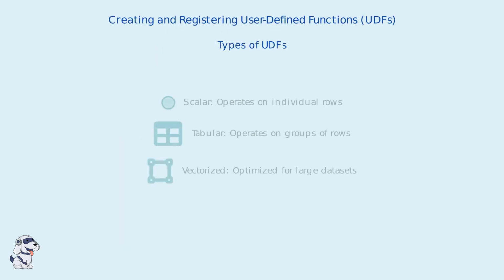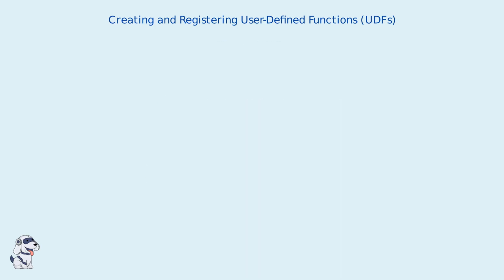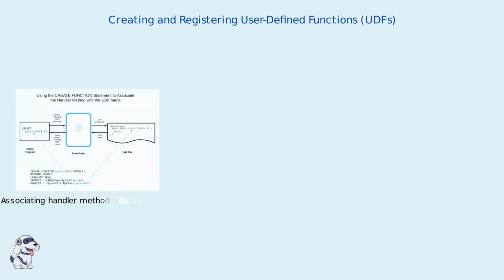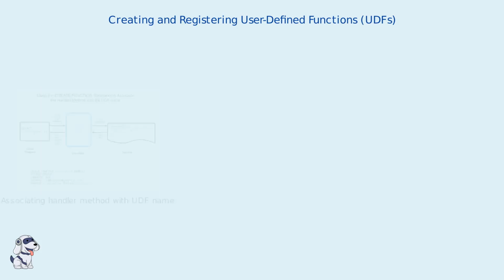User-defined functions, or UDFs, allow you to create custom Python functions that run directly within Snowflake. There are three main types. Scalar UDFs operate on individual rows, tabular UDFs work with groups of rows, and vectorized UDFs are optimized for handling large datasets efficiently. To create a UDF, you start by writing your Python function.